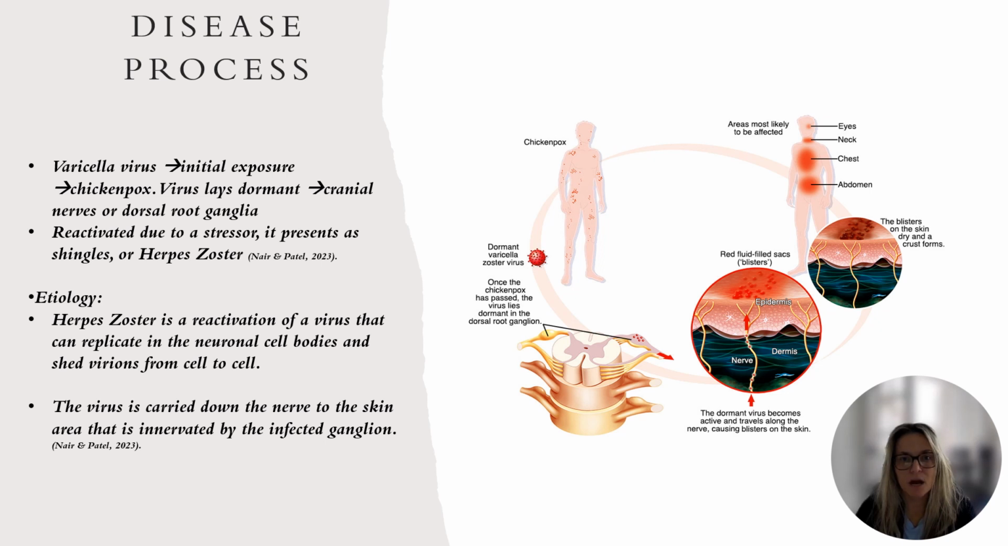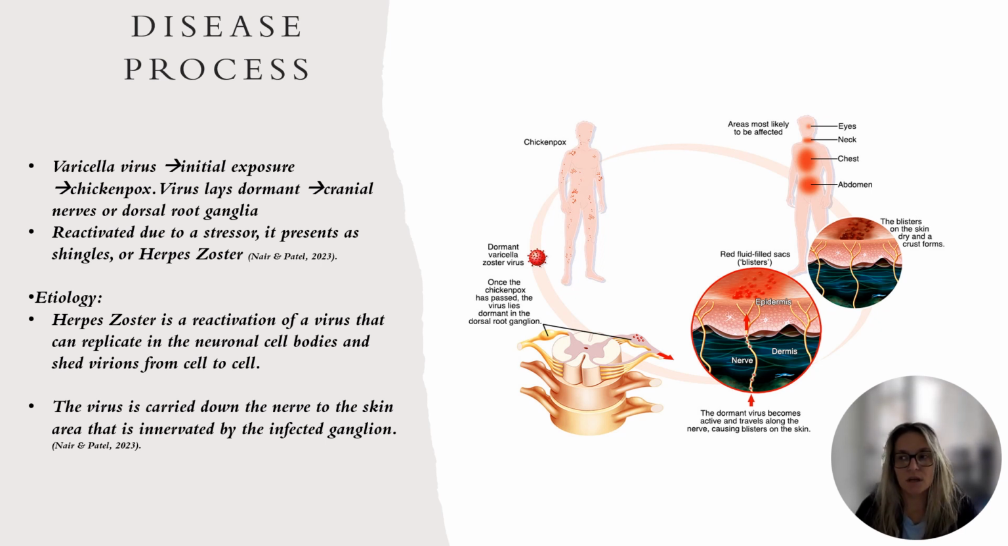Herpes zoster is a common viral disease that affects people of all ages, and according to the CDC, 1 in 3 people in the United States will develop shingles. The risk is increased with age and immunocompromise. So when a host is exposed to the varicella virus, the initial exposure is known as chickenpox. After chickenpox sits dormant in cranial nerves or dorsal root ganglia and is reactivated due to a stressor, it presents as shingles or herpes zoster.